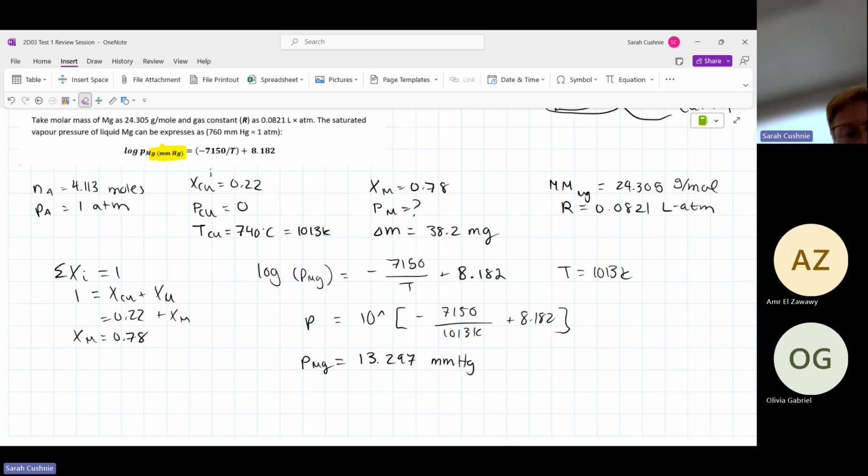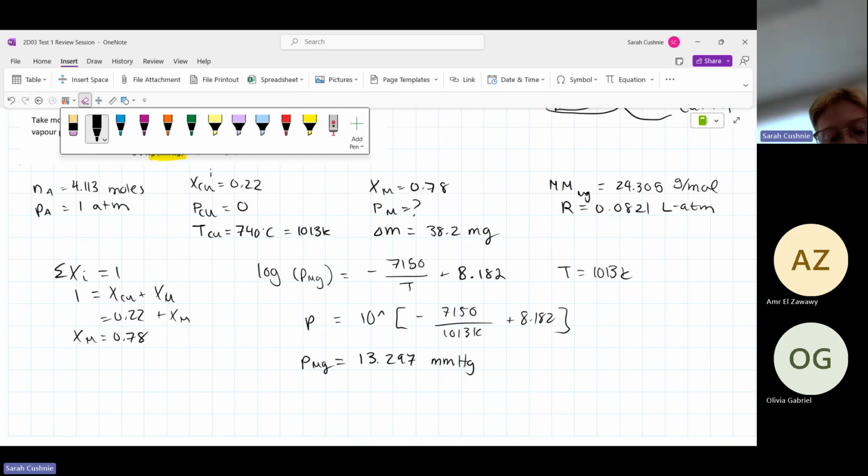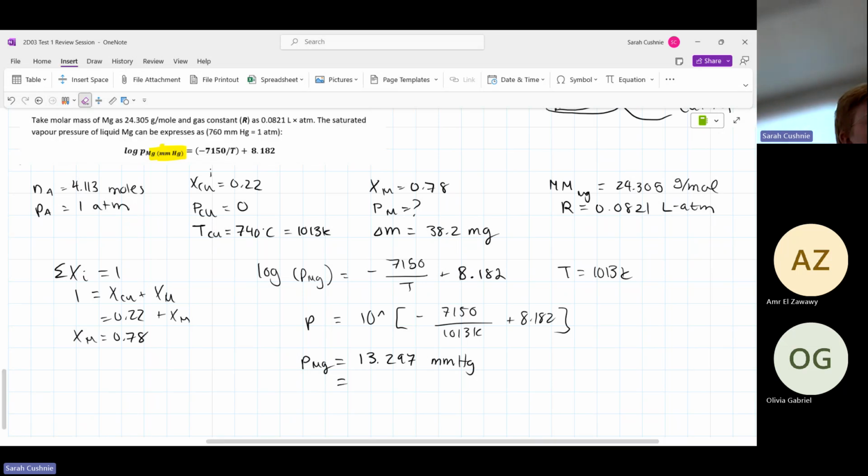Anyways, we have to take that into account, but we hate that unit. I hate millimeters of mercury. It's so frustrating to deal with. So I'm going to convert it. I know that 1 atmosphere, it's given to us in the question, is equal to 760 millimeters of mercury. So we can get that the pressure of mercury is equal to 0.017496 atmospheres. And now we need to ask ourselves, what actually is this pressure?